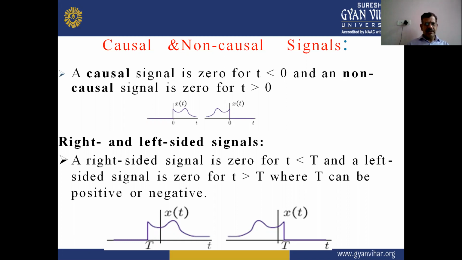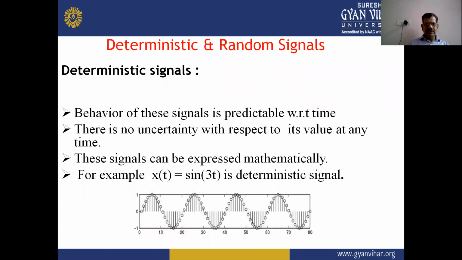And what are right and left sided signals? A right sided signal is 0 for t less than capital T and a left sided signal is 0 for t greater than T, where T can be positive or negative. So these are the right and left sided signals.